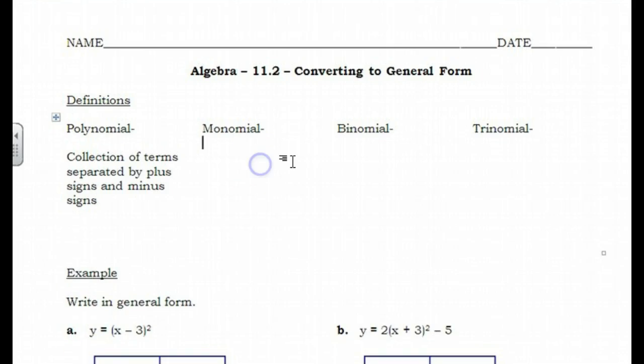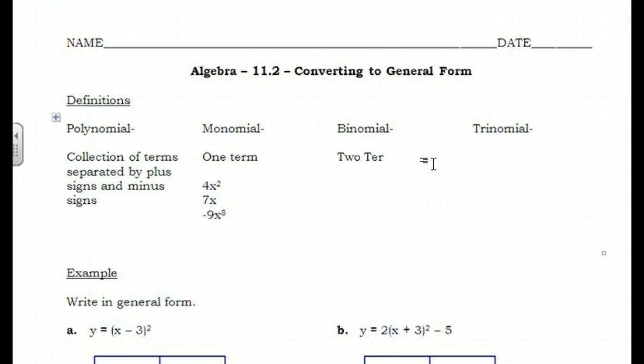A monomial would be one term. So for example, that could be 4x squared. It could also be 7x. It could also be negative 9x to the power of 8. Those are all one term.